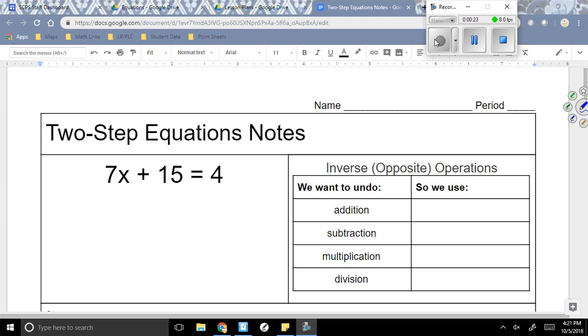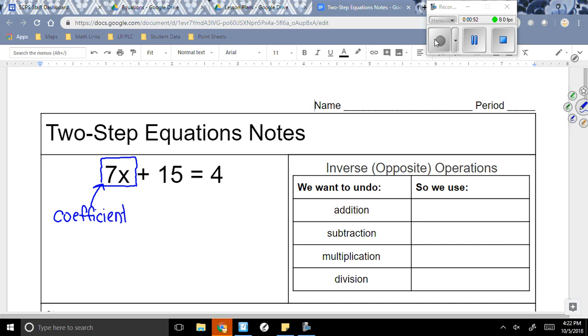So let's go ahead and remind ourselves of the parts of our equation. I have right here an equation, 7x plus 15 equals 4. Let's draw a box around the first term of the equation, 7x. In this first term, we have two parts. We have the 7, which is, remember, the coefficient. That's the number that is closest to that variable.